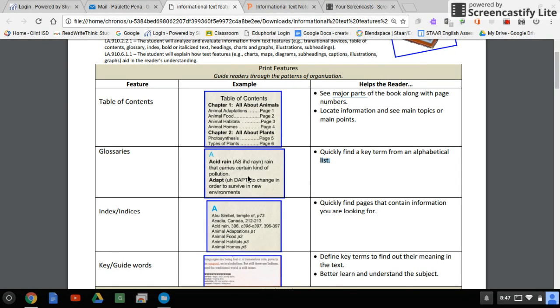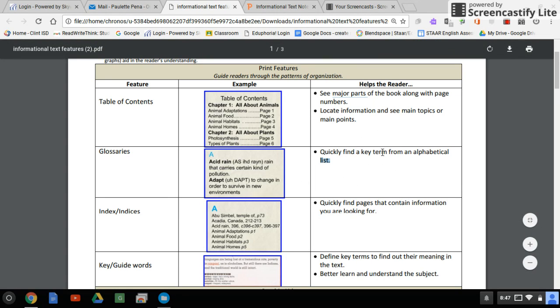Where do we find our glossary in a book? In the front of the textbook or in the back? What do you think? Yes, correct. It is in the back of the textbook. We'll discuss the wording first and then we'll look at the example. So this is the example of the glossary.